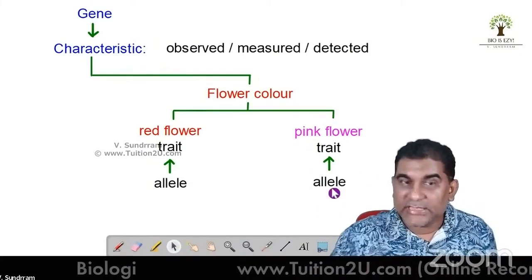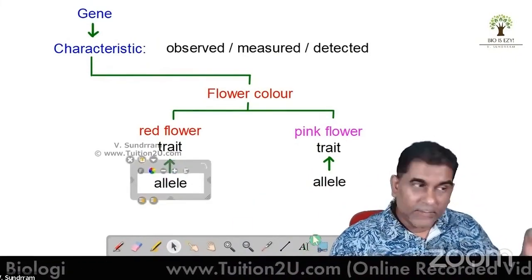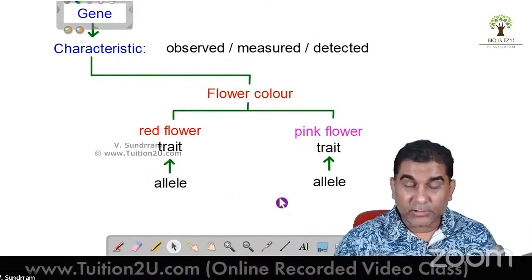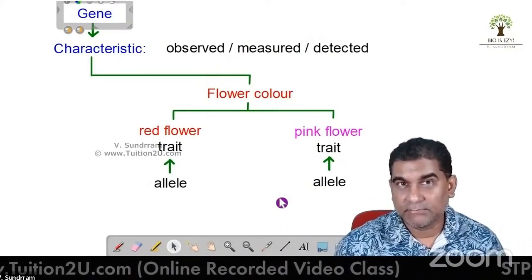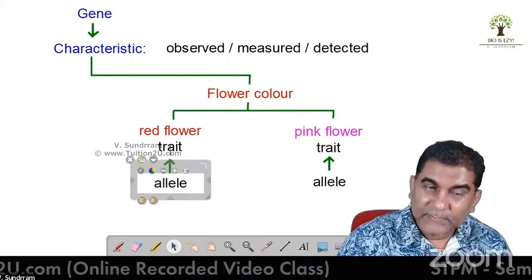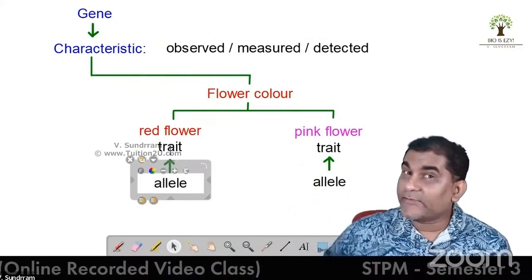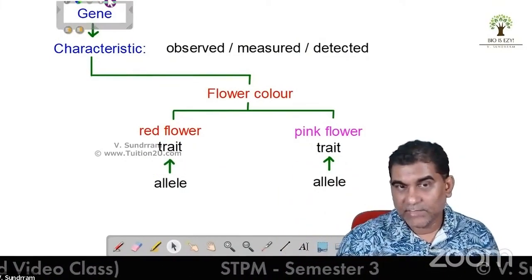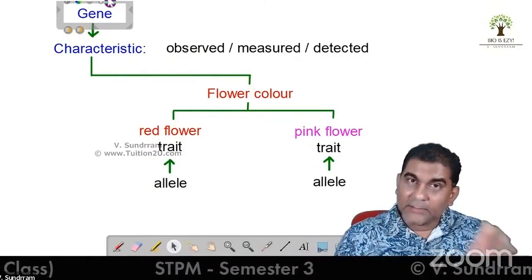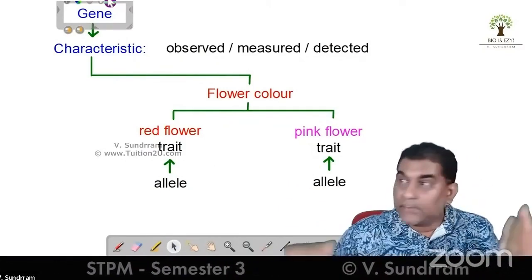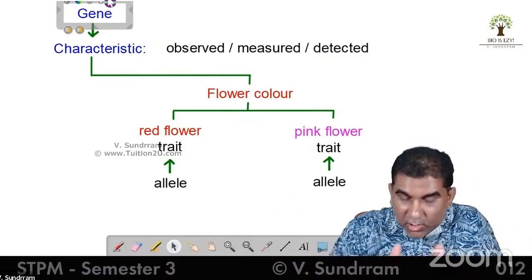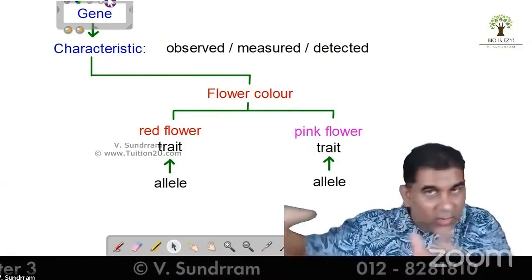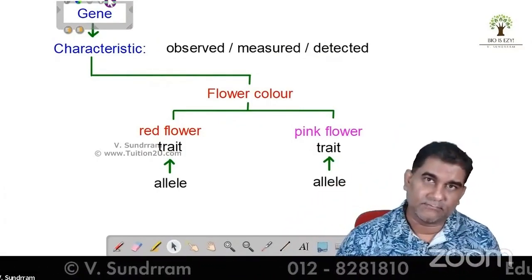In Malay we say allele. Allele adalah bentuk berlainan bagi satu gene. Alleles are alternative or different forms of a gene. Gene is one. Allele maybe got 2, maybe got 3, maybe got 4, depends. But even if we have 4 different alleles, all the alleles come under the gene.